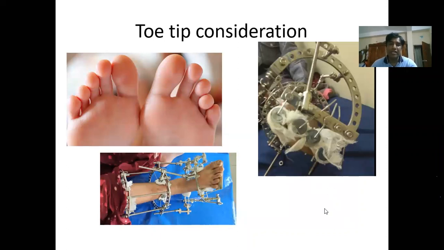The toe tip consideration is like that. I told you that when there is a bad equinus, the chance of clawing or bad clawing is already there. You may put the wires in the toes up to the metatarsophalangeal joint.